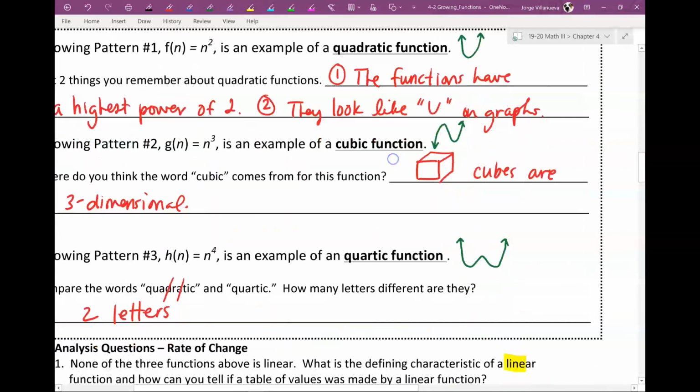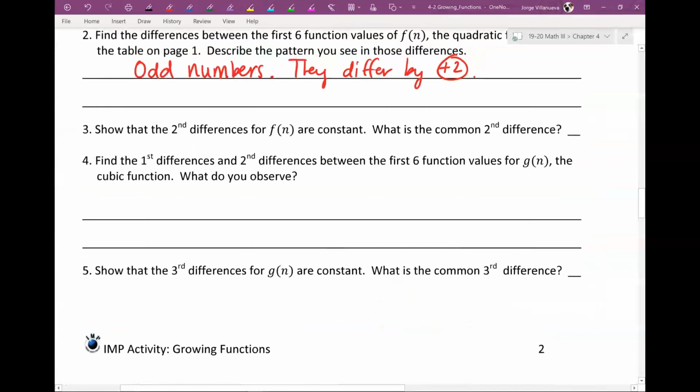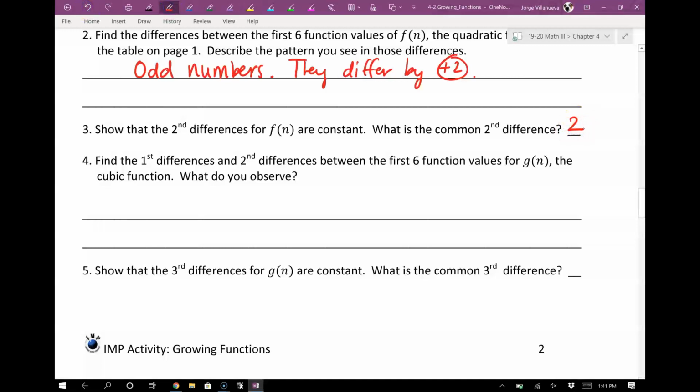Let's go back really quick before we jump the gun here. So question 3, they say show the difference. What is the common difference? It was a, whoops, I'm using a highlighter. It was a 2, right? That's what I got. 2, 2, 2, 2. Okay. They say, hey, do the same thing for the middle column. Do the first and second differences for the middle column.